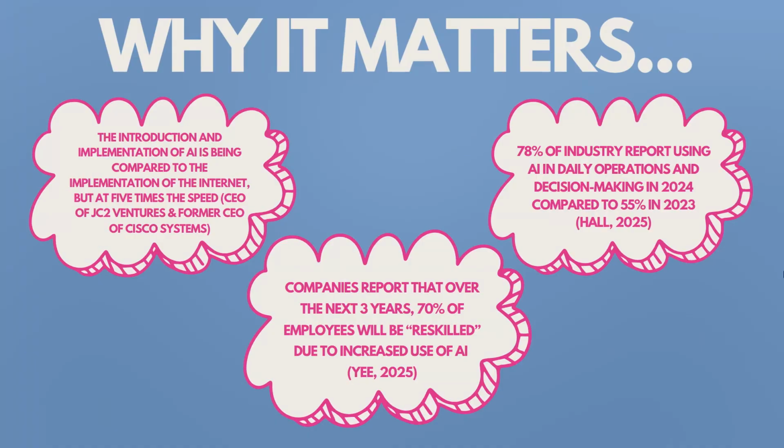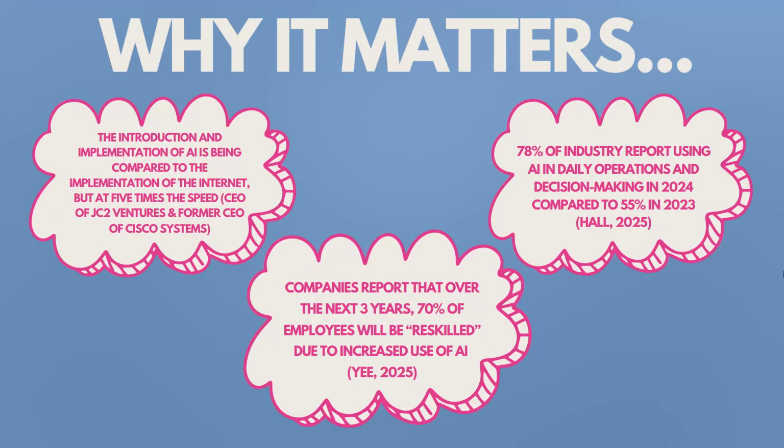So, just a couple of these facts really stand out to us. So, the introduction and implementation of AI is being compared to the implementation of the internet, but at 5 times the speed. So, I know that when the internet was introduced, that was a huge hurdle to overcome. So, now think of that at 5 times the speed.